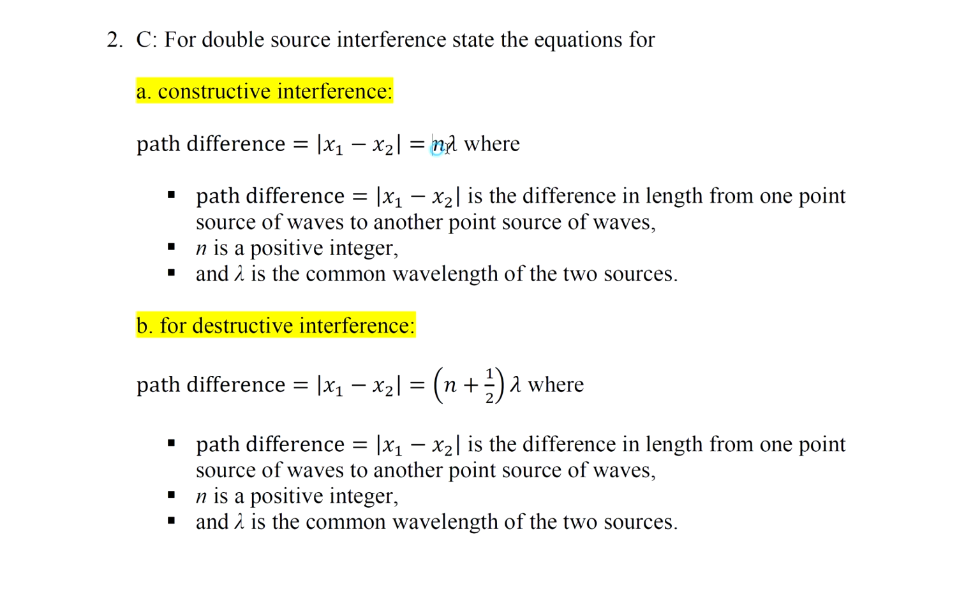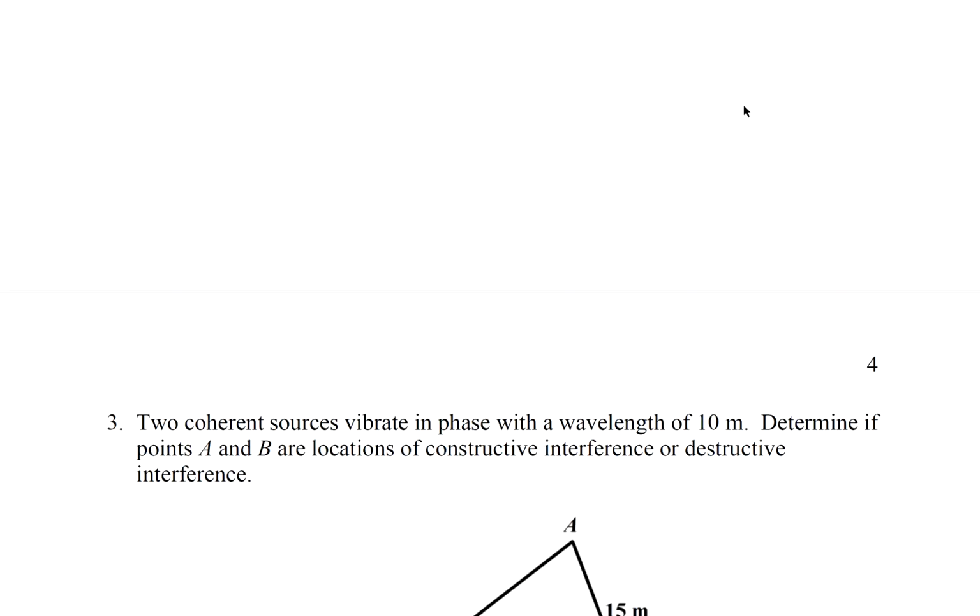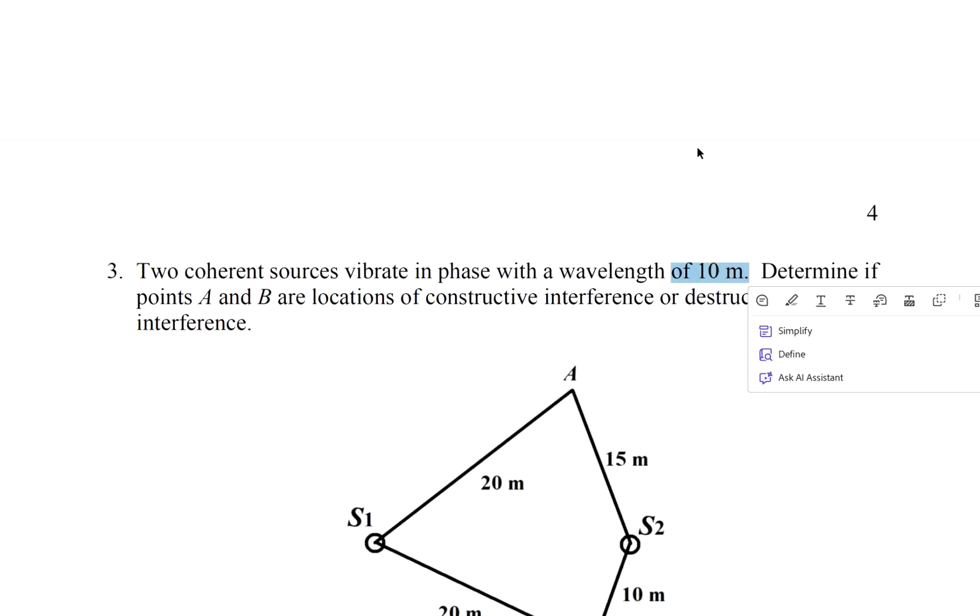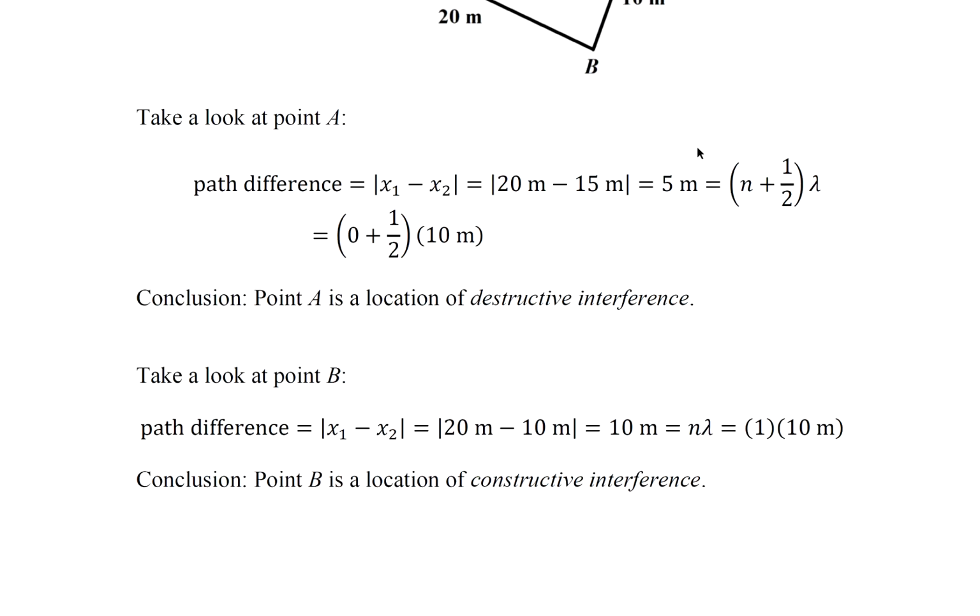So let's try n lambda. We know the wavelength is 10. So we'll let lambda be 10. So if the left-hand side is 10 and the right-hand side is n times 10, n has to equal 1. So this is the equation for constructive interference.